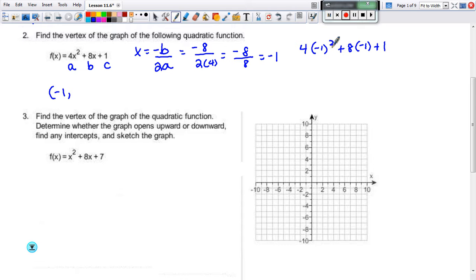You've got to take care of the exponent first. So negative 1 times negative 1 is positive 1. 4 times 1 is 4. 8 times negative 1 is negative 8. And you've got a plus 1 there. So that equals negative 3. So your vertex is negative 1, negative 3.